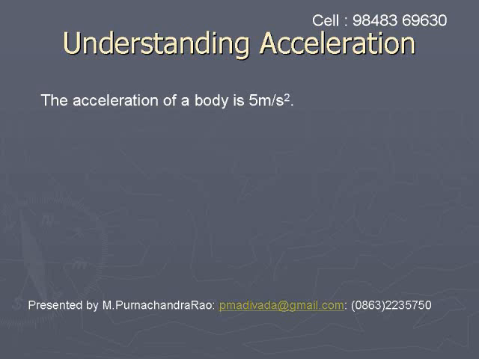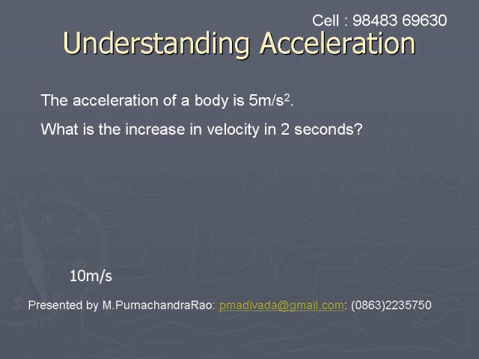Suppose the acceleration of a body is 5 meters per second square. What is the increase in velocity in 2 seconds? When we say acceleration is 5 meters per second square, the velocity increases 5 meters per second in each second. So in 2 seconds, the increase in velocity will be 2 into 5, 10 meters per second.